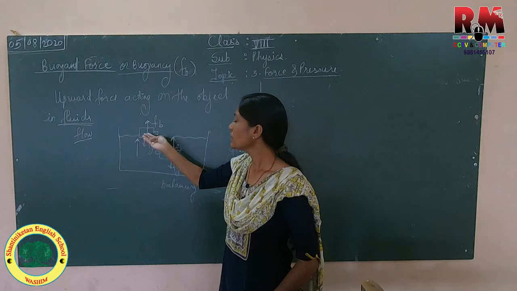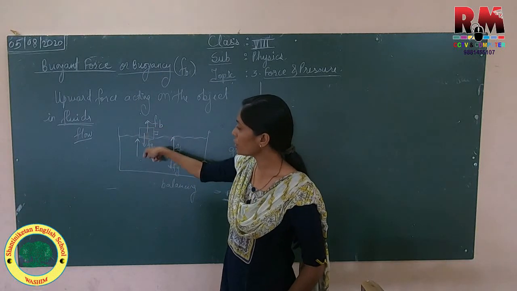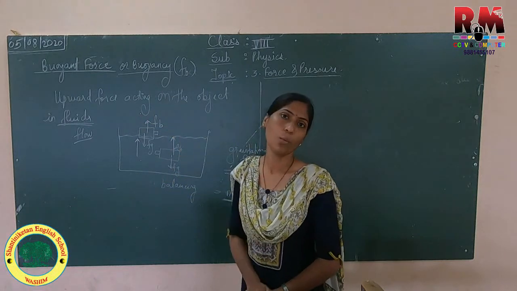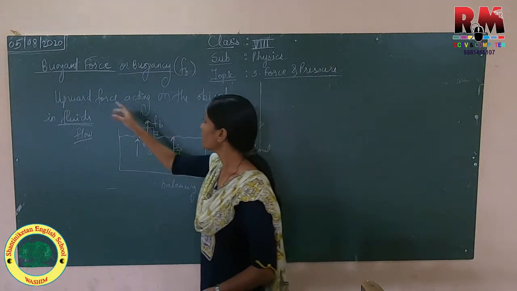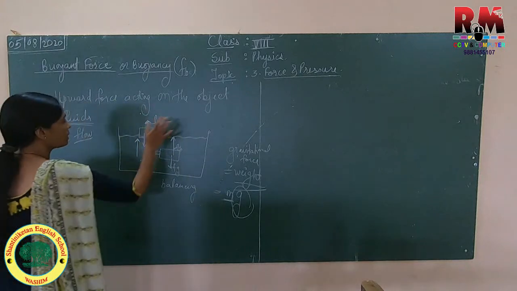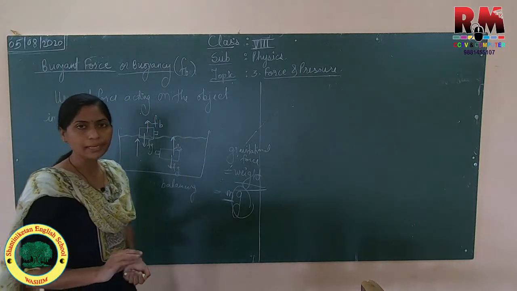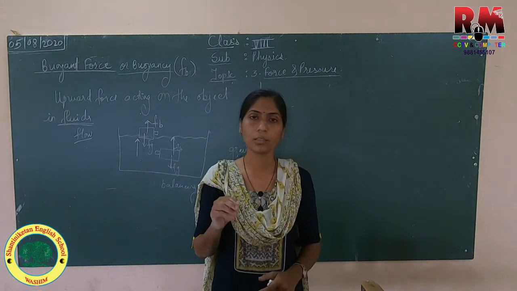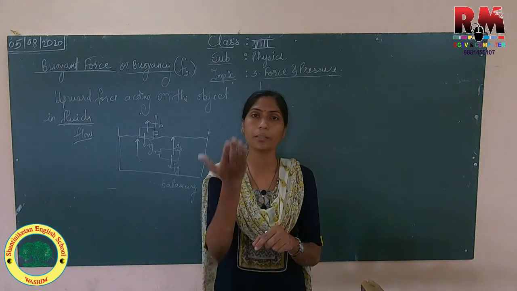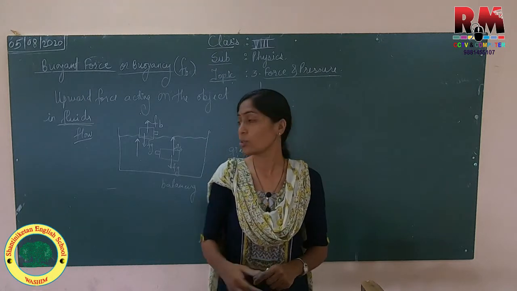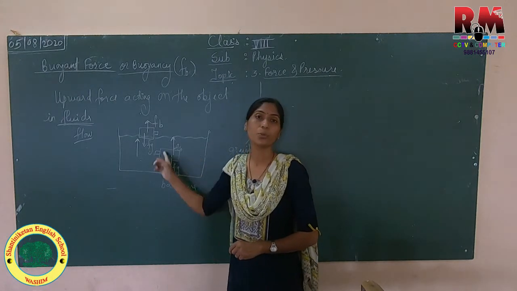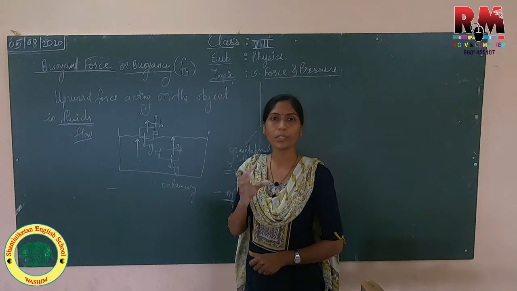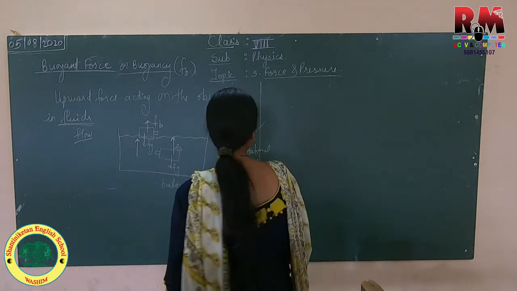But here you can observe we have gravitational force less and buoyant force more. So this is said to be buoyant force, the upward force acting on the object. Every object which we put in the water or fluid, it pushes it in the upward direction. So who is pushing? This water is pushing these objects. Now let us see on what things it depends.